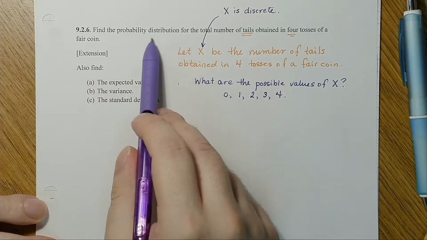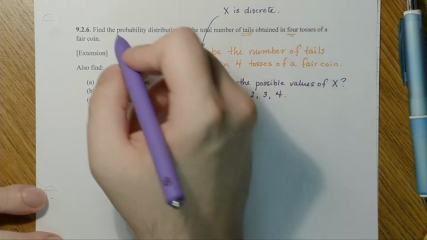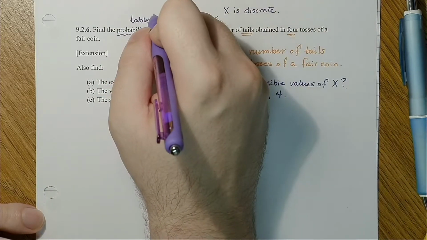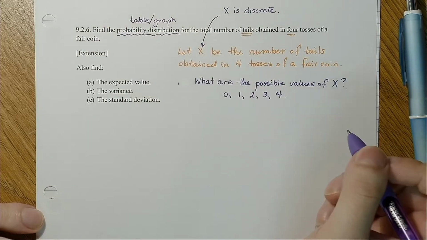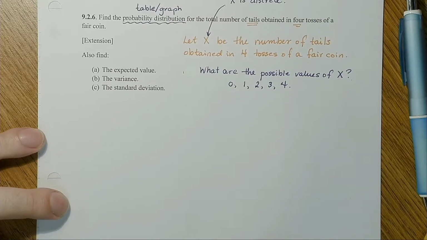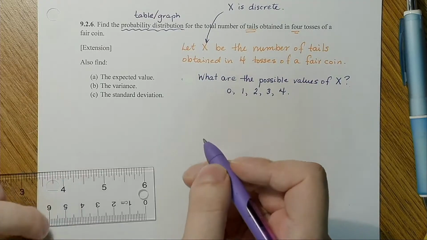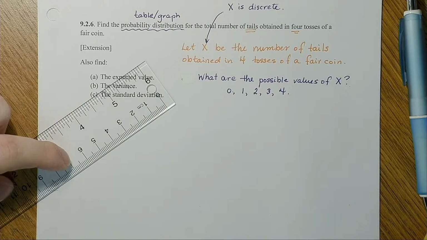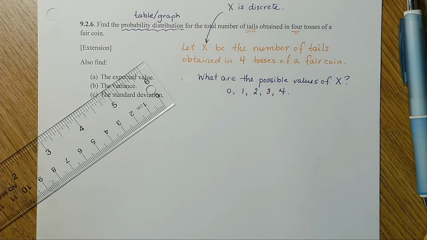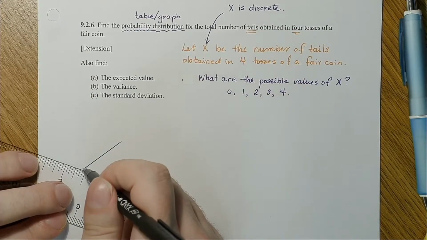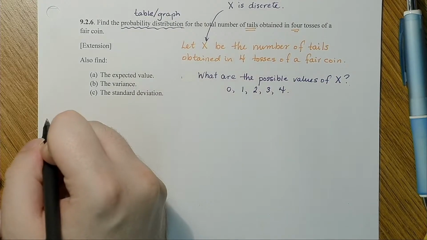This says find the probability distribution. So again, we'll have a table to do. If you wanted to, you could maybe do a graph, but this says to find it for the total number of tails. Okay, so let's use a probability tree. So here's the probability tree.